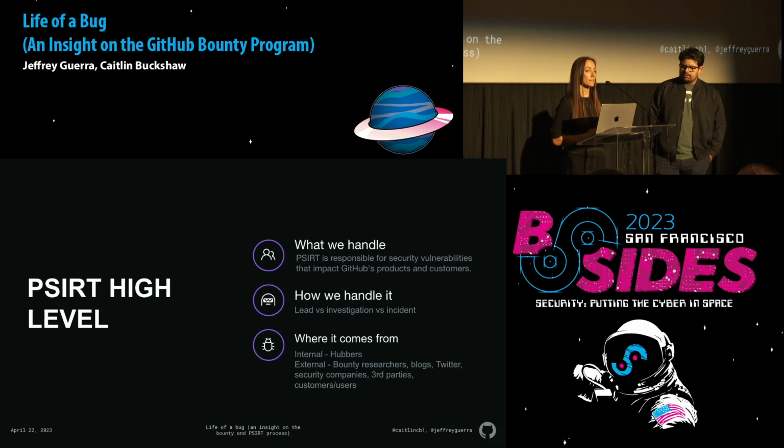So we handle any security reports in 3 different ways. First, we will start with a lead. So when a security report comes in, we will always spin up a lead within PSIRT. And this is a very important part of the process where we can start generating those metrics that we will utilize throughout this whole process.